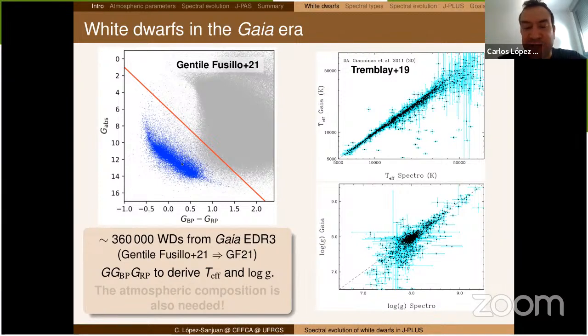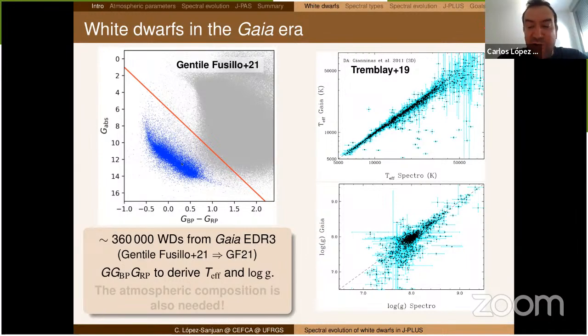So let's say that for temperature one color is enough. Okay, you measure the color and you have a good idea of the temperature. But for the gravity, it's not evident that you can measure it only with photometry, because the information of the gravity is in the absorption lines, in the width of the absorption lines. The wider the absorption lines in the spectra of the white dwarf, the higher the gravity. And of course, with the colors, you don't have enough resolution. So how can you derive the gravity?